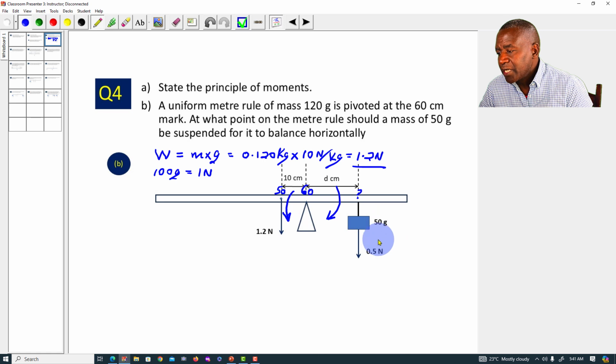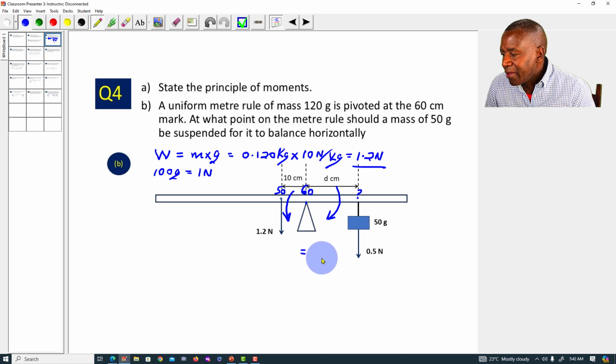how did I convert 50 grams into newtons? I've used the concept which is here. So if 100 grams is same as 1 Newton, how about 50 grams? You'll find that it is 0.5 newtons. So I'm going to take moments about the 60 centimeter mark, or moment about this particular point, and that is where I'm going to get the clockwise moment being equal to 0.5 times how far it is from that point, and it is D. And then on the other hand, the anti-clockwise moment will be 1.2 times 10.